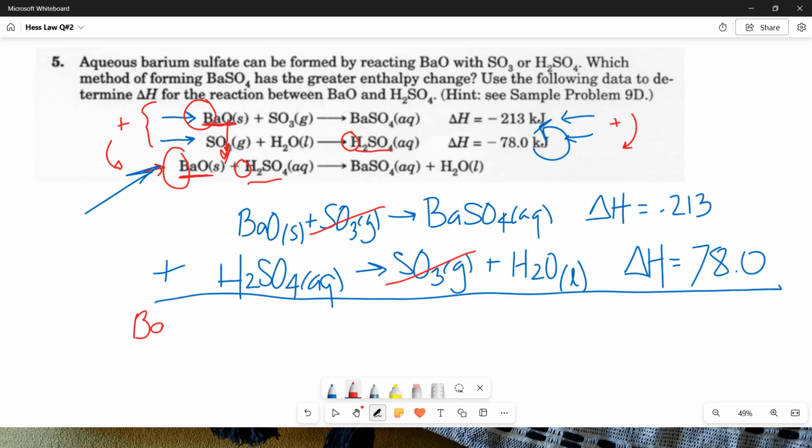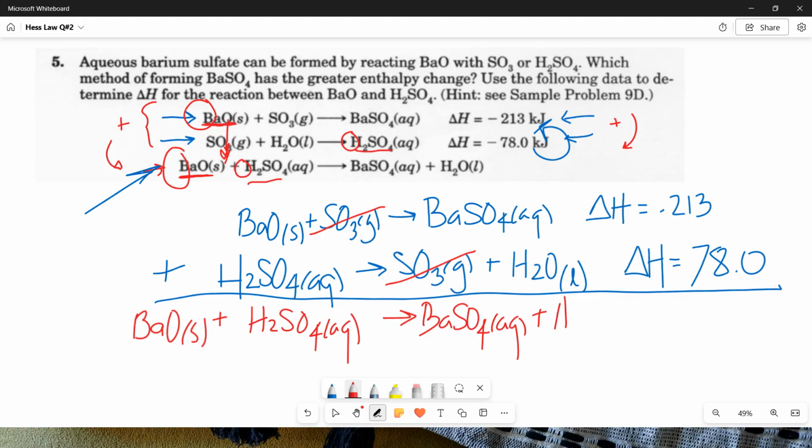I'm going to have barium oxide in the solid state plus the sulfuric acid in the aqueous state produces barium sulfate in the aqueous state plus the water in the liquid state. And this matches the reaction that we're trying to solve for right here. So that means I can add my enthalpy. The enthalpy for the formation of this is going to be negative 135 kilojoules. So that's an application of Hess's law.